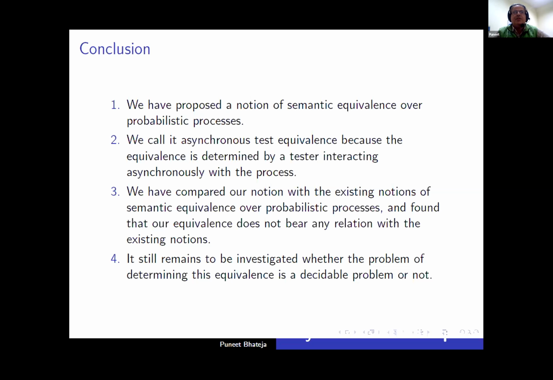It still remains to be investigated whether the problem of determining this equivalence is a decidable problem or not. In case it is undecidable, we need to come up with a strict mathematical proof of undecidability. And in case it is decidable, then we need to establish its complexity.